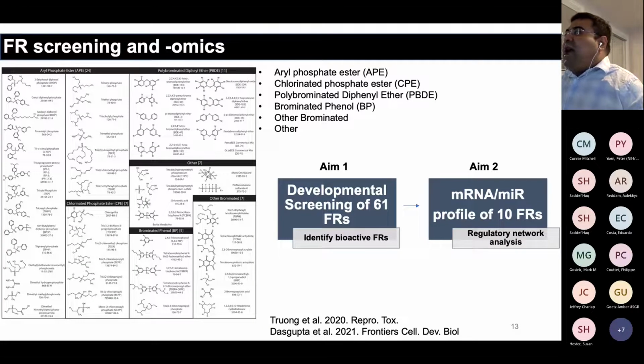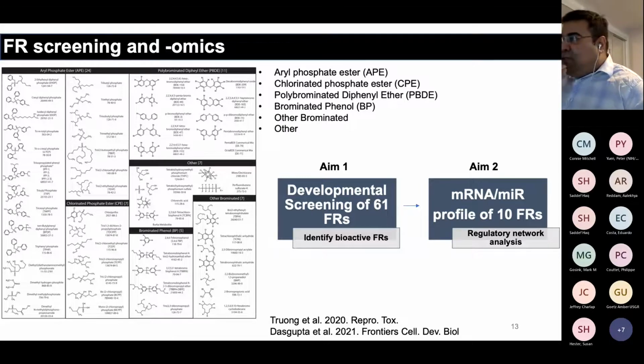So using these advantages of zebrafish as a screening and translational model, we screened a library of 61 flame retardants belonging to diverse physicochemical classes, including, as you can see here, esters, ethers, phenols, and also halogenated and non-halogenated flame retardants within our library that we screen. So we try to maintain a balance of this library, and this library was acquired either from EPA or Sigma.